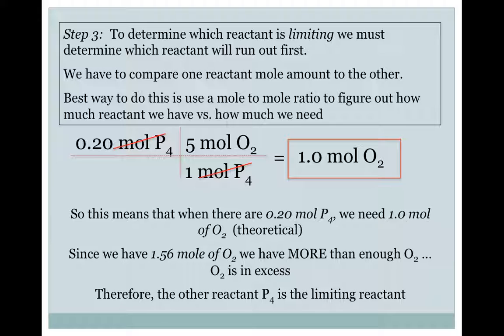Since you only have 2 reactants, one has to be in excess, one has to be limiting. And I'm only going to give you problems with two reactants. So this is how you figure it out. You take your amounts, you turn them to moles, you do a 1-step mole-to-mole ratio, and then you determine how much do I have, how much do I need, and figure out which one is in excess and which one is limiting.